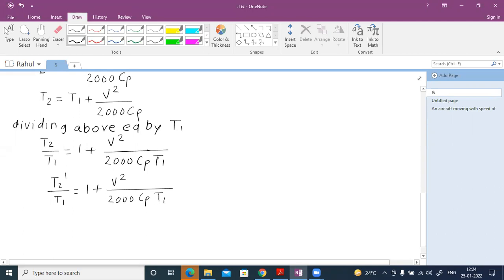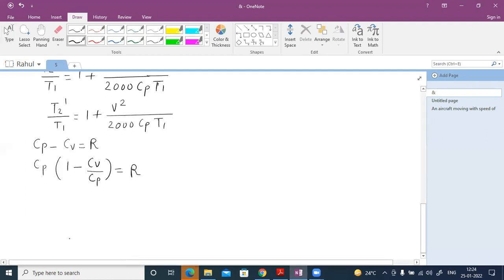Now, in thermodynamics we have seen the relation between Cp and Cv. Are you able to recollect this relation? We have seen that Cp minus Cv is equal to R. So I will take Cp common. When I take Cp common, what remains is 1 minus Cv by Cp, equal to R.